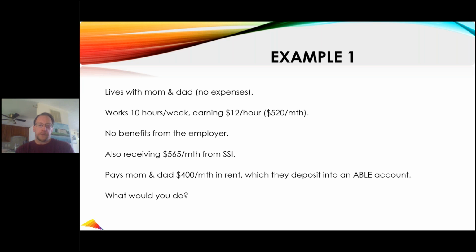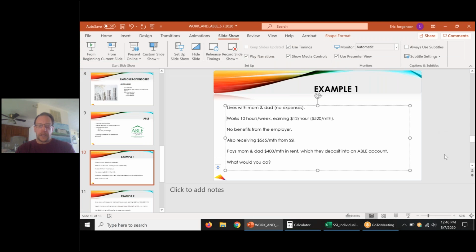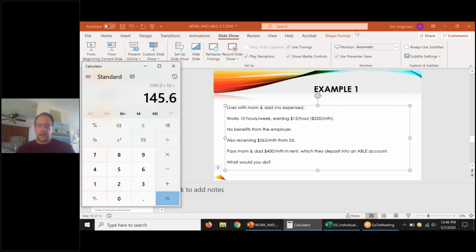What I would do is take that $600 a month and add it to the ABLE account. So let's do some math real quick. $600 times 12 is $7,200, right? And mom and dad are putting an additional $4,800 in. So the annual contribution is $12,000 a year, well within the $15,000 a year limit.